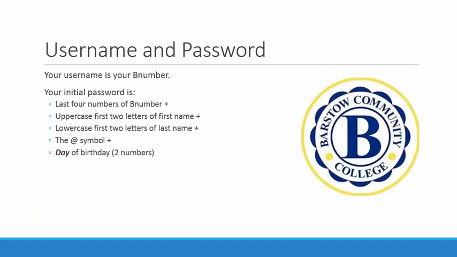Your initial password is the last four numbers of your B number plus the uppercase first two letters of your first name plus the lowercase first two letters of your last name plus the at symbol plus the day of your birthday, which is two numbers between 01 and 31. I know it sounds complicated, but it really isn't.